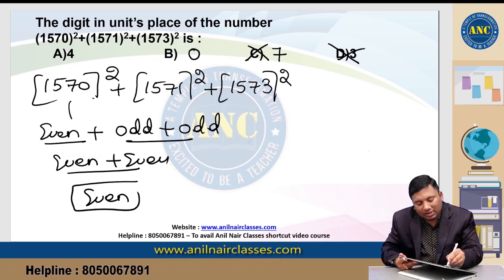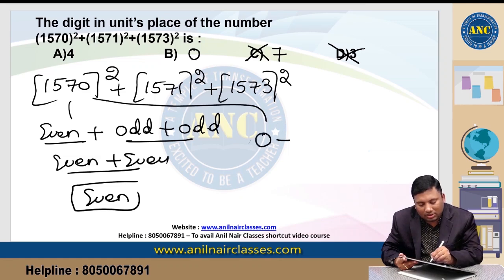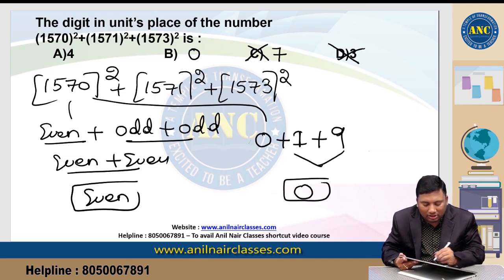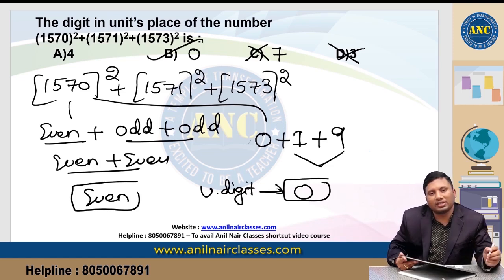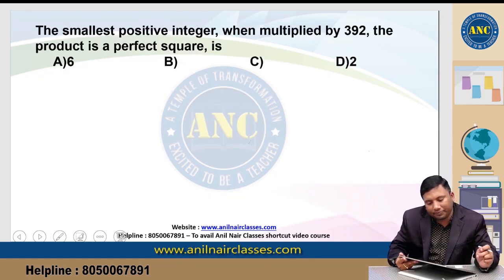Now 1570: 0 square is 0, 1 square is 1, 3 square is 9, 9 plus 1 is 10, so unit digit should be 0. Answer for this question is 0. I hope the idea is clear. Very easy question if you know the logic.